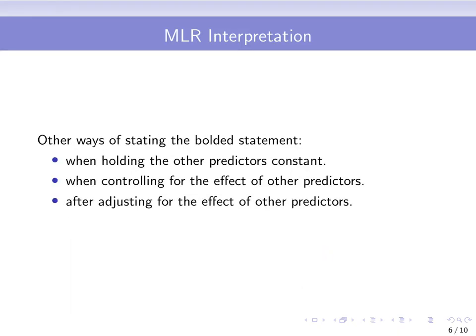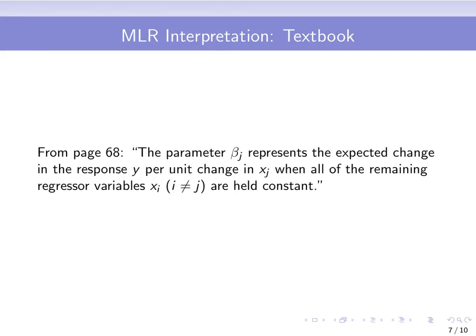Other ways of stating the bolded statement. The textbook way is this first bullet point. Some other very common ways that people say it: when controlling for the effect of other predictors. Some people will say after adjusting for the effect of other predictors. I'm not such a huge fan of that, because in some instances the word adjusting has a different meaning, so I don't recommend using it, but some people do. It's basically saying comparing people with the same values of the other predictors. And if you look at the textbook interpretation, it's the expected change in the response per unit change in the predictor when all the others are held constant.